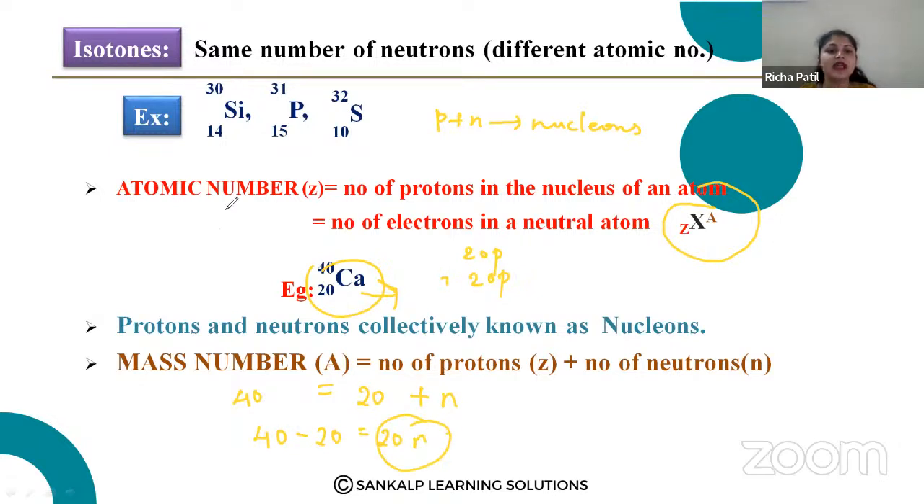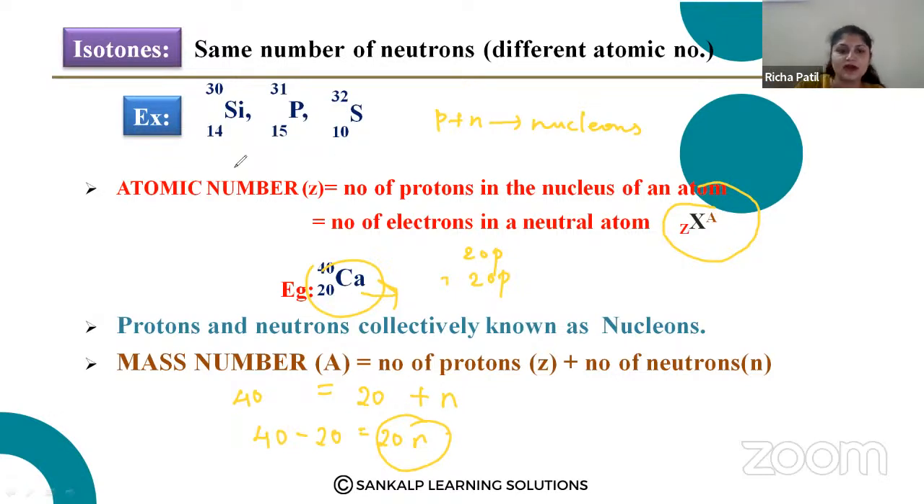So remember this, atomic number is nothing but the number of protons as well as the number of electrons. What are nucleons? Nucleons are protons and neutrons together. And how do you calculate mass number? Number of protons plus number of neutrons.